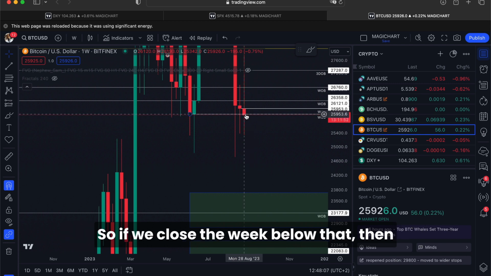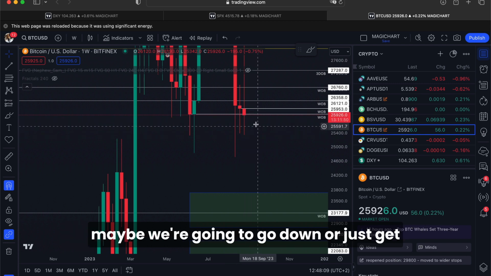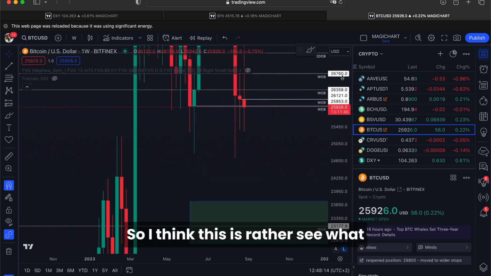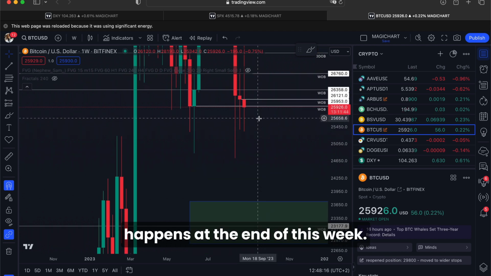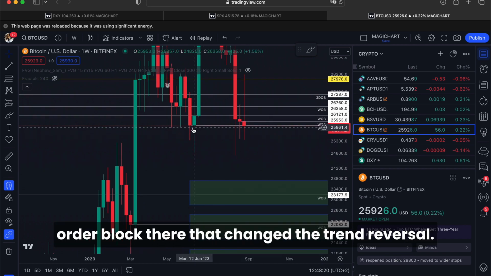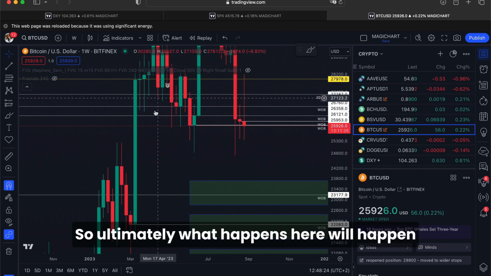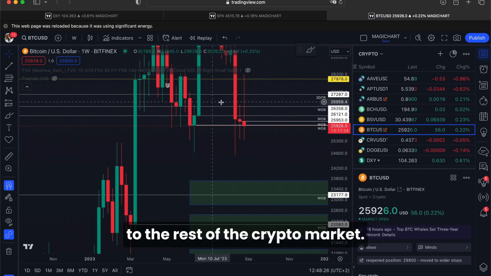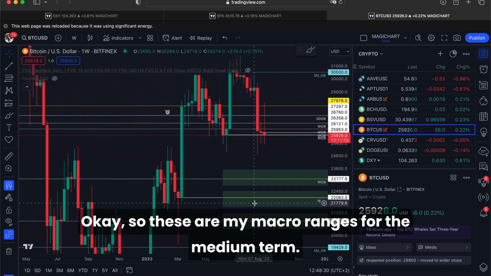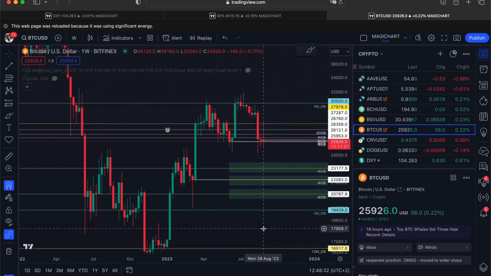So if we close the week below that, then maybe we're going to go down, or just get a fake out and then go up again. So let's rather see what happens at the end of this week. There is a significant, lovely order block there that changed the trend reversal. Ultimately, what happens here will happen to the rest of the crypto market. Okay, so these are my macro ranges for the medium term.